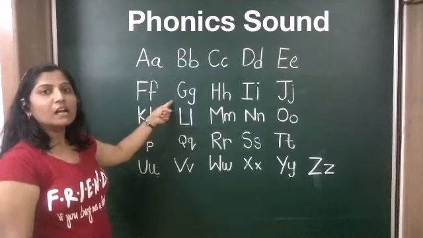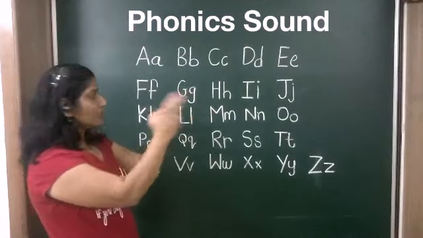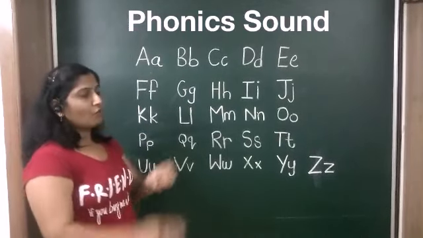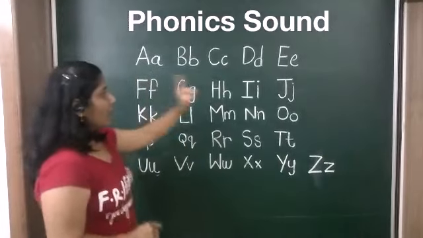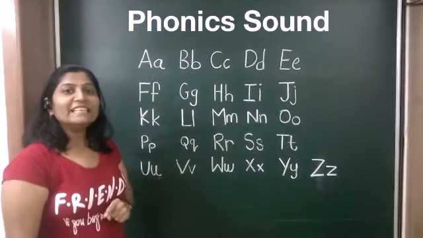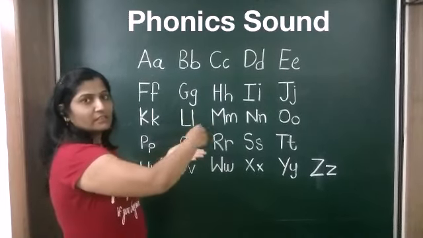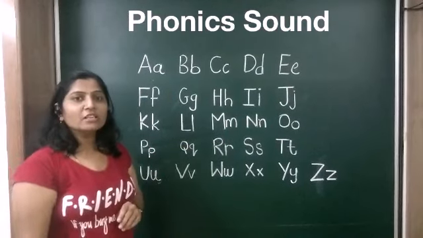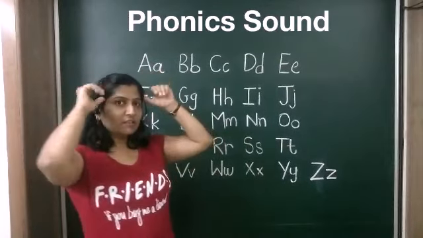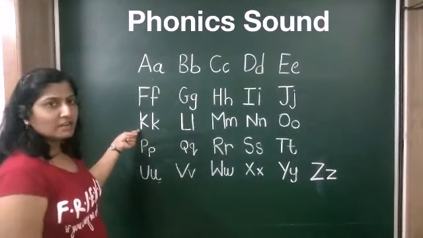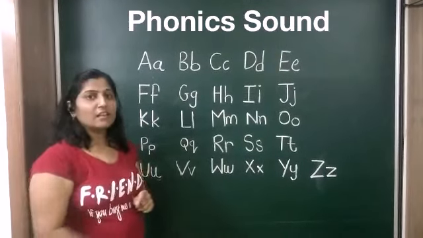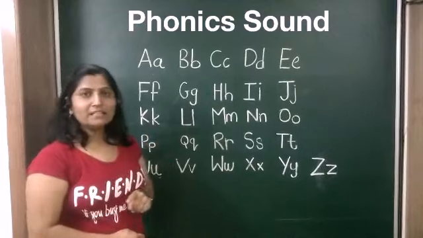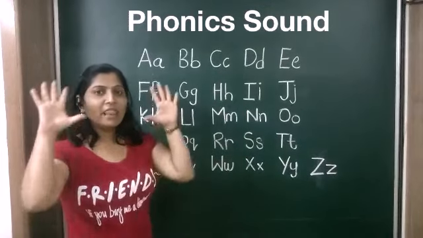G says G for gun. H says H for house. I says I for ink. J says J for joker. K says K for kite. L says L for lion.